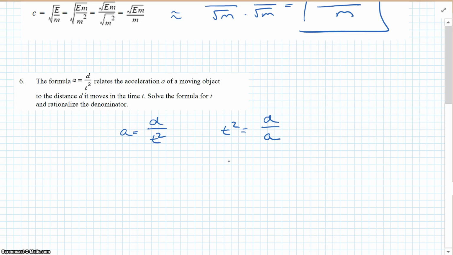Now I'm going to square root this thing. So T equals the square root of D over the square root of A. So how do I get rid of the radical sign in the denominator? Multiply the top and the bottom by the square root of A. So time equals the square root of D times A all over A.